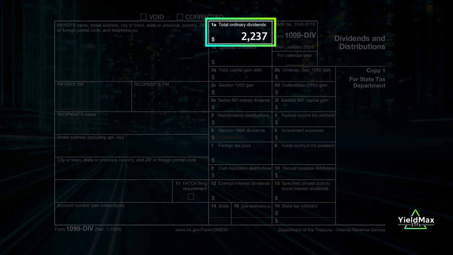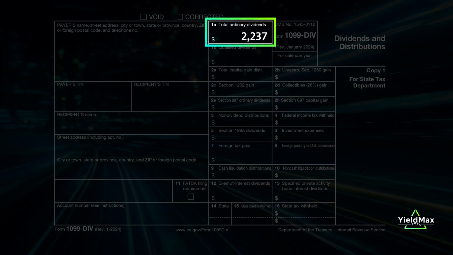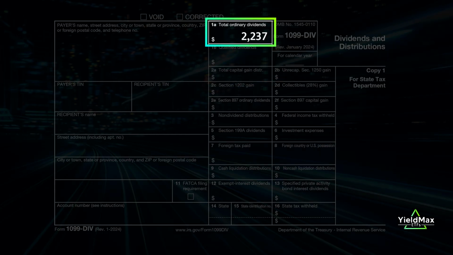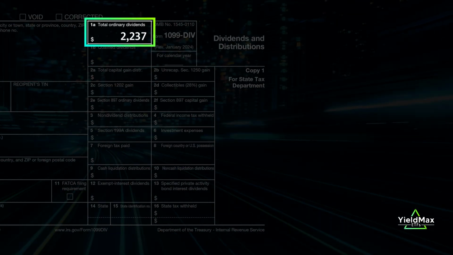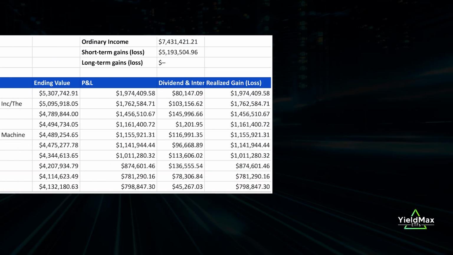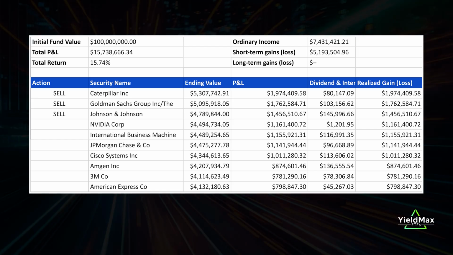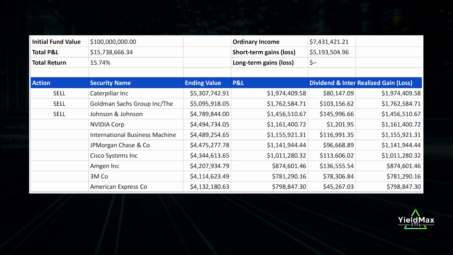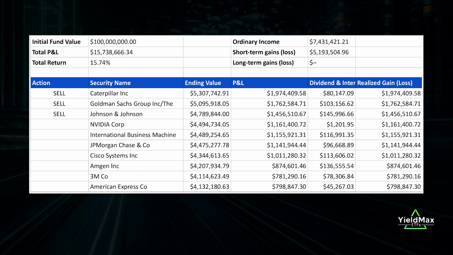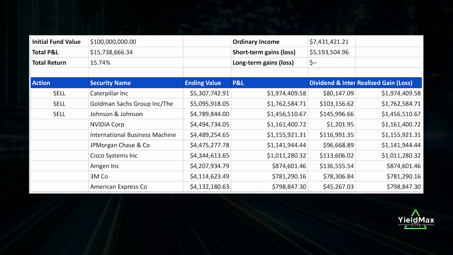But remember that in the example fund, the manager promised to distribute the total returns of the fund, not just the dividends. And our hypothetical fund had 15.74% total returns. Since the dividends alone are insufficient to make that distribution, the manager will need to sell some securities to raise cash. But which ones?